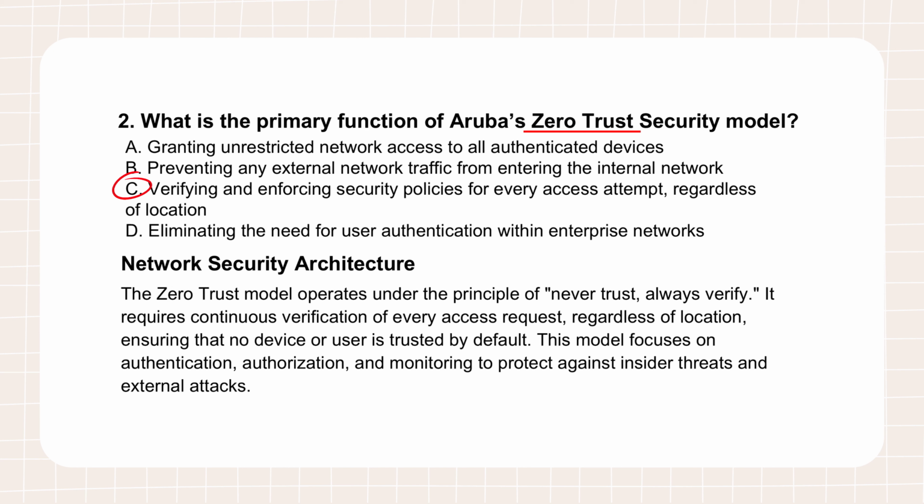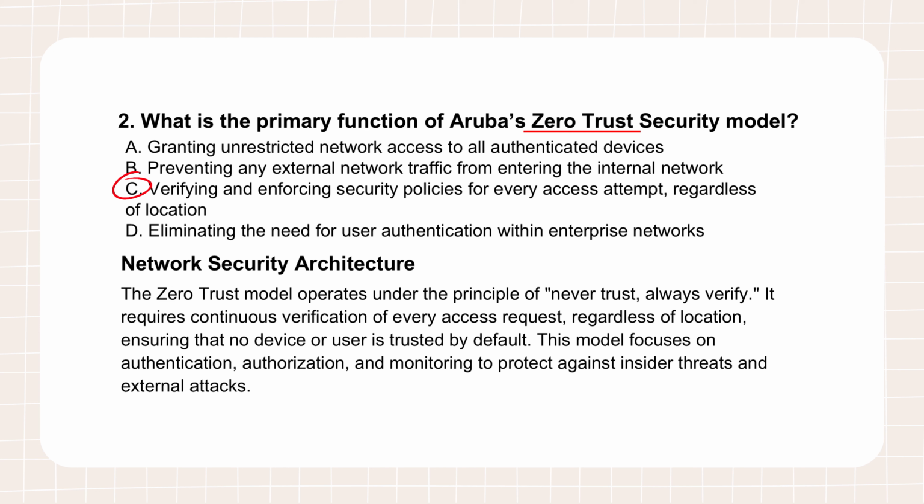It's treated as potentially untrusted, right? It doesn't matter if they're already on the internal network or connecting from a coffee shop somewhere, doesn't matter. So it's like we've got the castle walls, but we're also putting checkpoints inside the castle too.